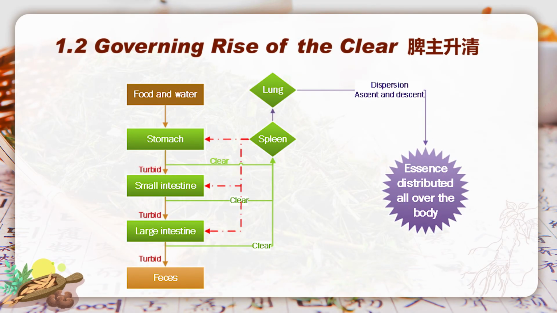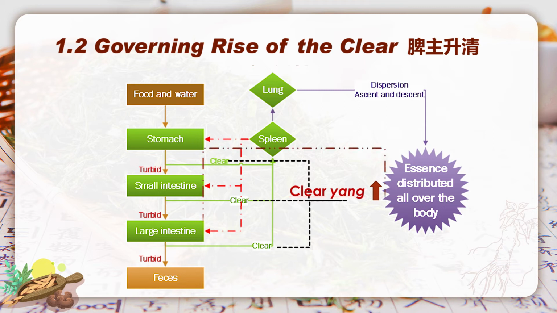The second function of spleen is that it governs rise of clear. Now, could you try to answer me, what is the rise of the clear? Yes, what we have already learned in the chart, that clear being transformed by spleen from food and water is rising. That is the clear rising. But it could not explain rise of the clear comprehensively.